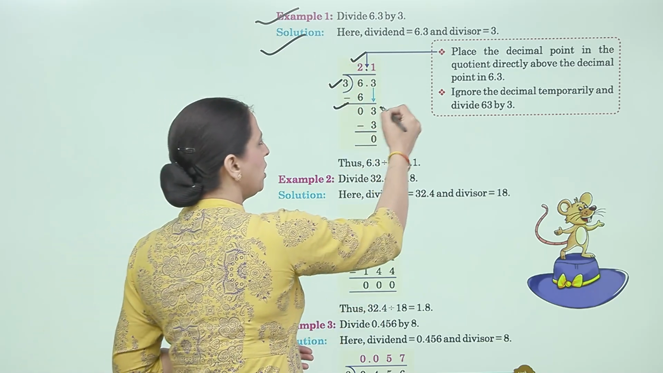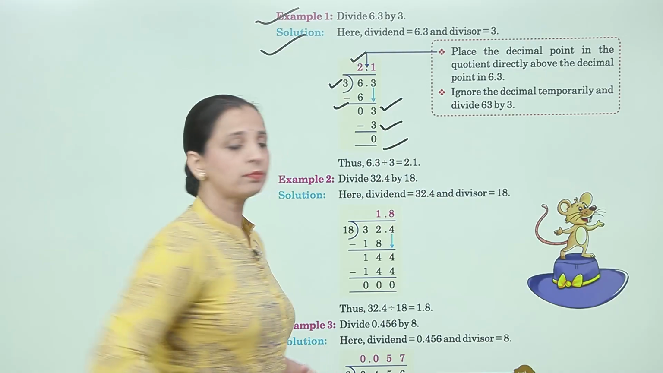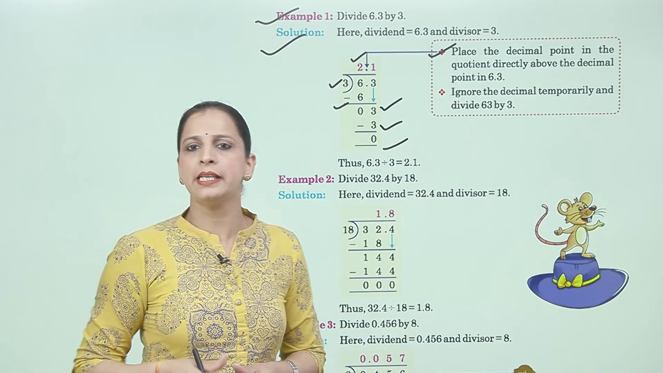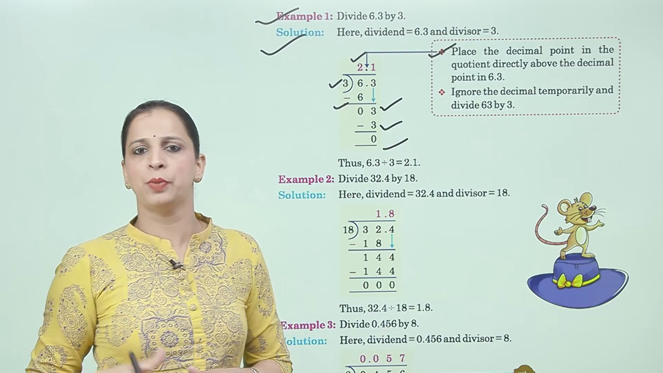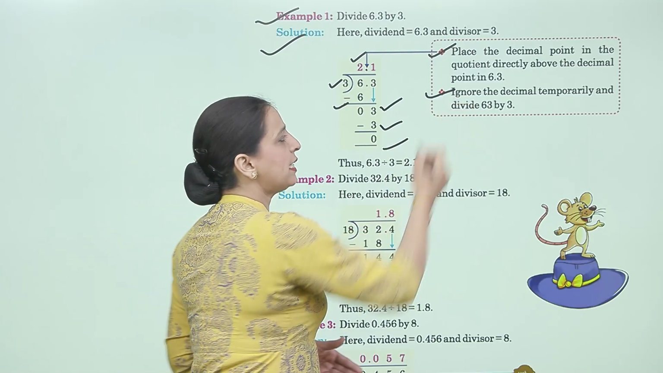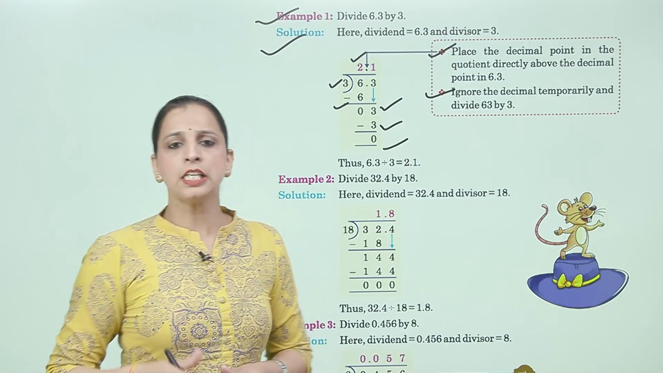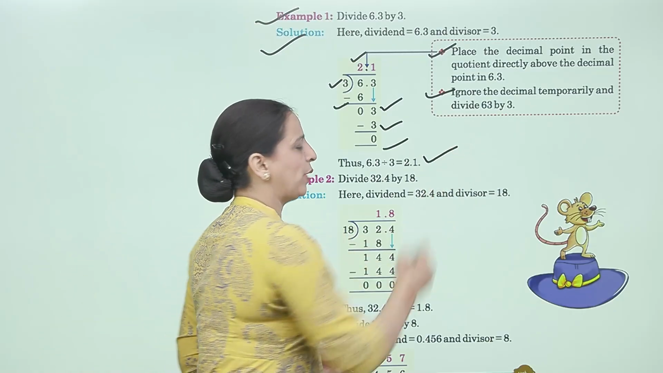Now bring down 3, 3 1s are 3. Now place the decimal point in the quotient directly above the decimal point in 6.3. Next, ignore the decimal temporarily and divide 63 by 3. Thus, 6.3 divided by 3 is 2.1.